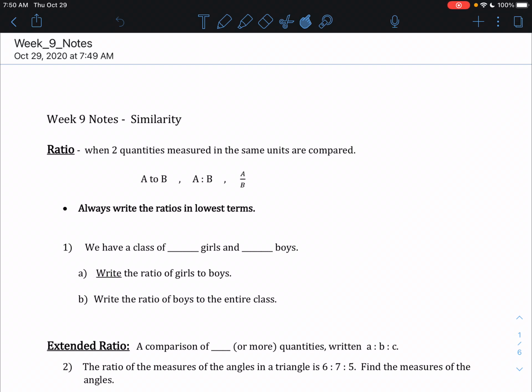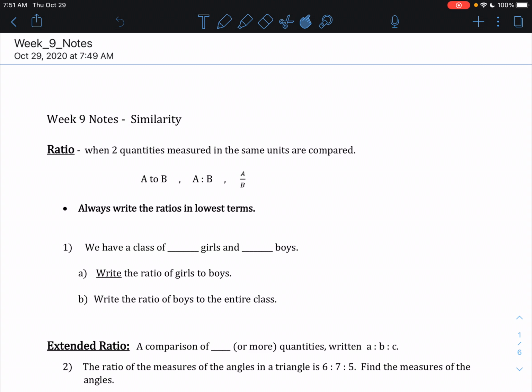Good morning, geometry. So today we are getting into Unit 4 of geometry. And as we discussed at the beginning of the class, there are 8 units in this class. So we are on Unit 4 out of 8, so we're almost halfway through. And Unit 4 is similarity transformations.